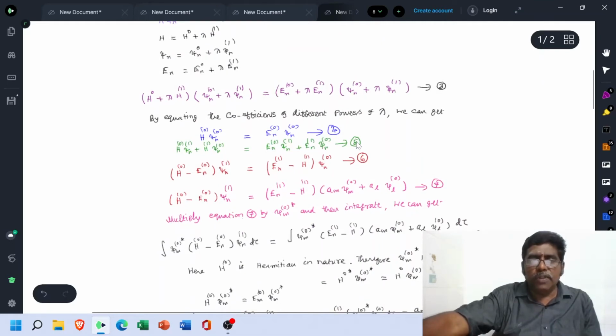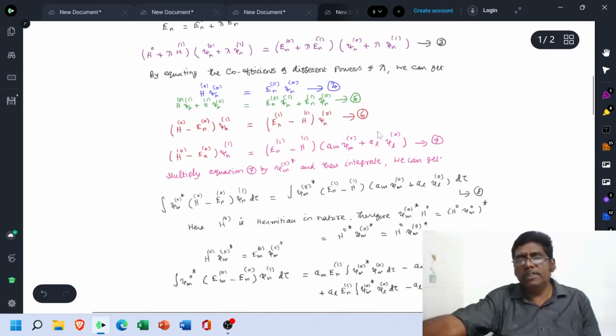Consider this equation 5. We just have to give a small modification. H0 minus En0, bring this term to the left hand side, into psi n1 equals En1, take this term to the right hand side, minus H1 into psi n0. You can get equation 6.